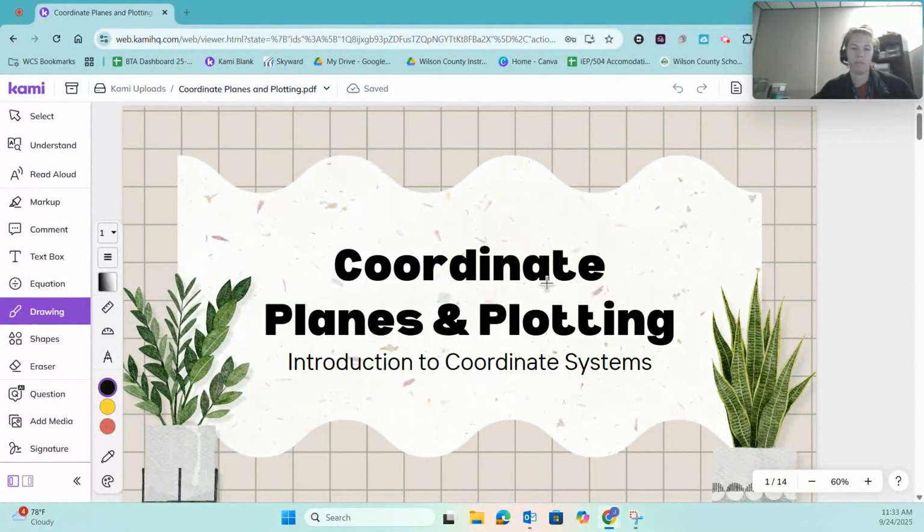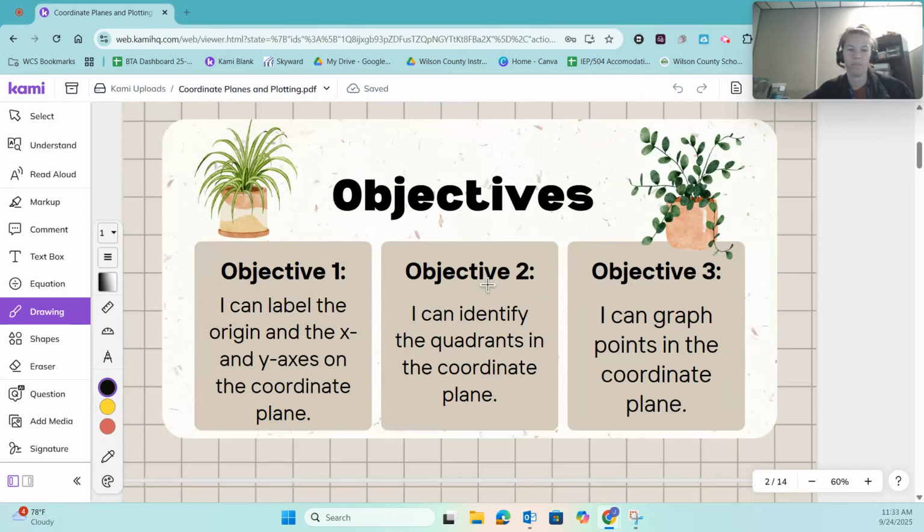Today we'll be talking about the coordinate plane and plotting points within the coordinate plane. By the end of this video, you should be able to label the origin, the x-axis, and the y-axis, identify the quadrants within the coordinate plane, and be able to graph a point within that plane.